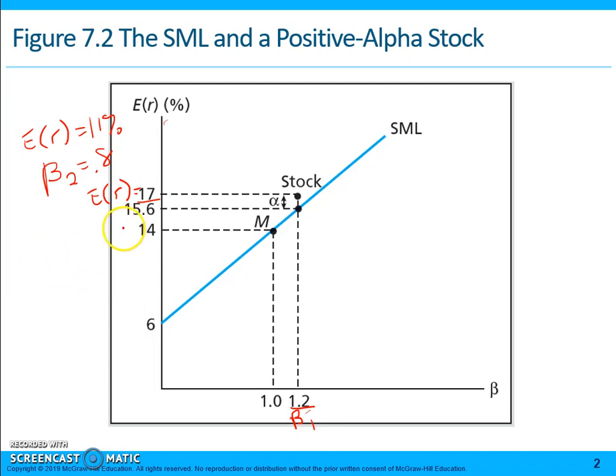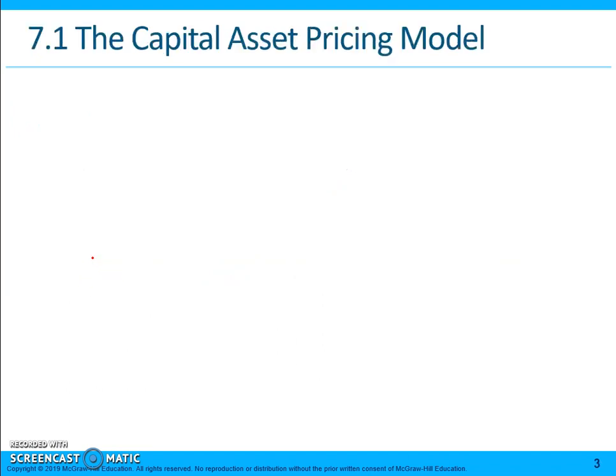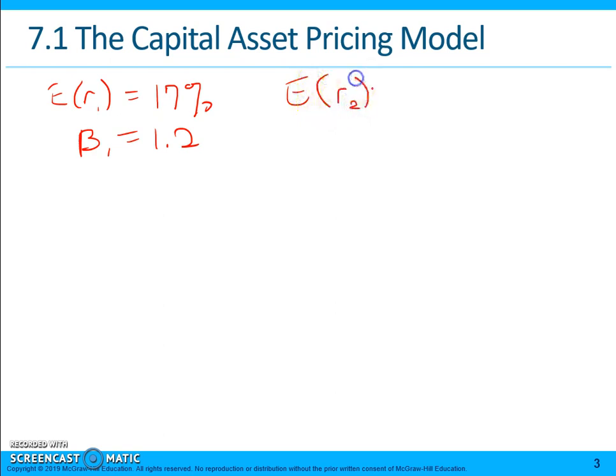And what we're going to do for the first stock is we're going to confirm that the fair return is 15.6%. So we've got expected return 1, 17%, beta 1, 1.2, expected return 2 of 11%, and a beta 2 equal to 0.8.